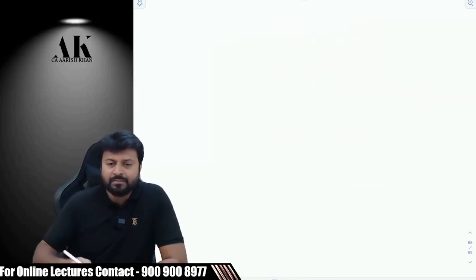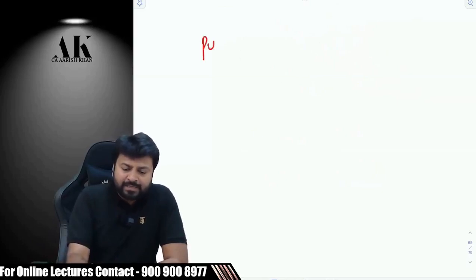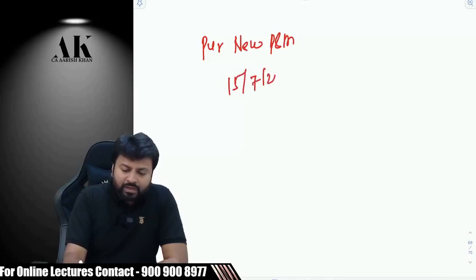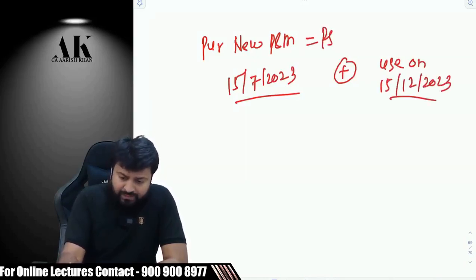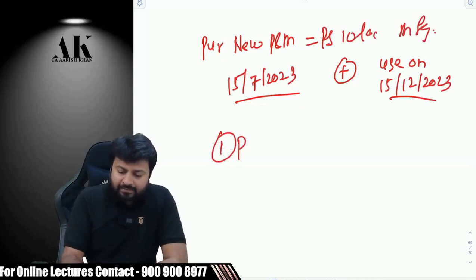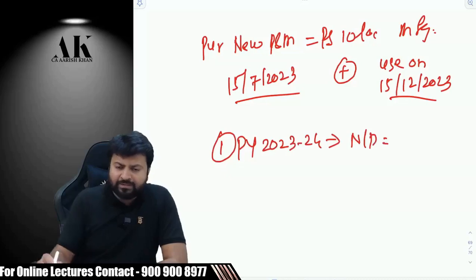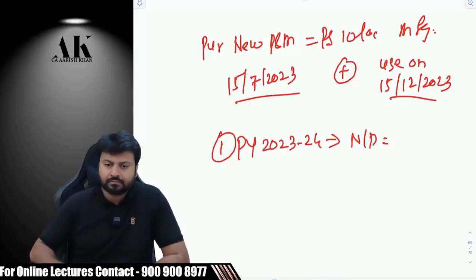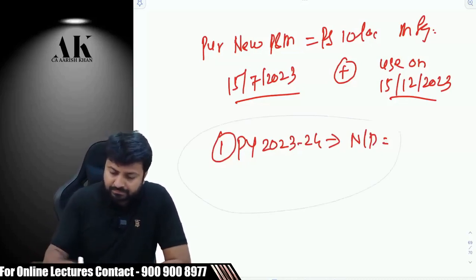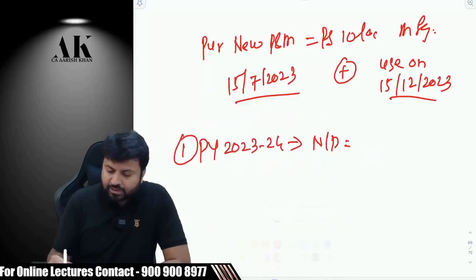Shall I go ahead? The next part of the discussion is, suppose I purchased a new plant and machinery on 15th of July 2023 and I put it to use on 15th of December 2023. The cost of the asset is 10 lakh rupees. I am a manufacturer. My question to you all is, in previous year 2023-24, how much normal depreciation will I get?